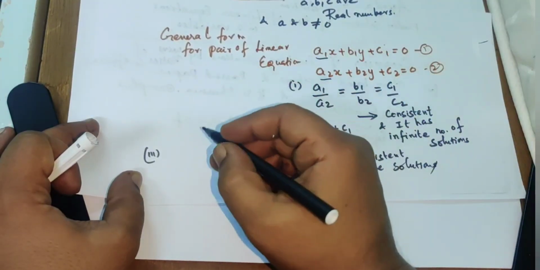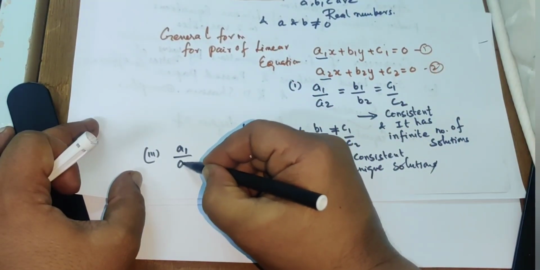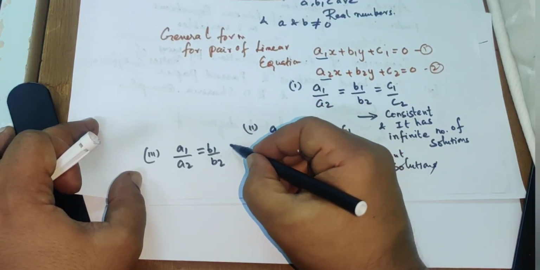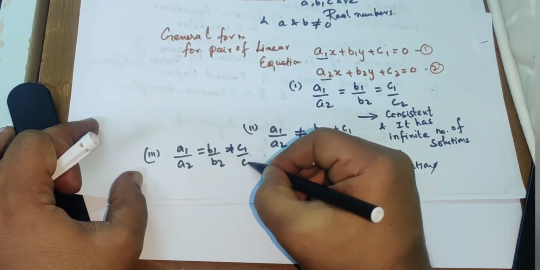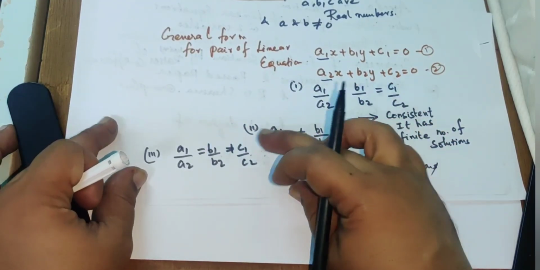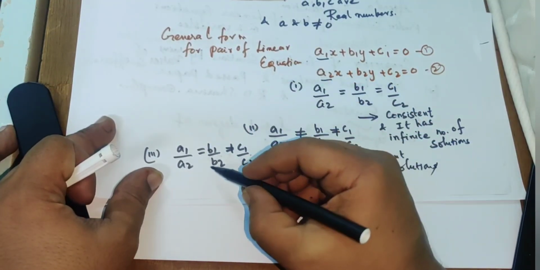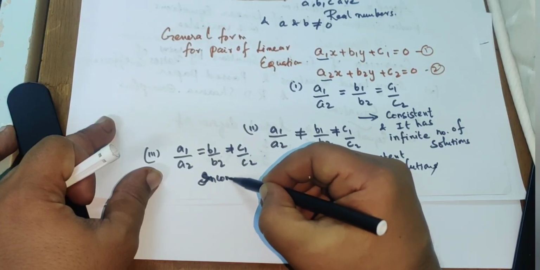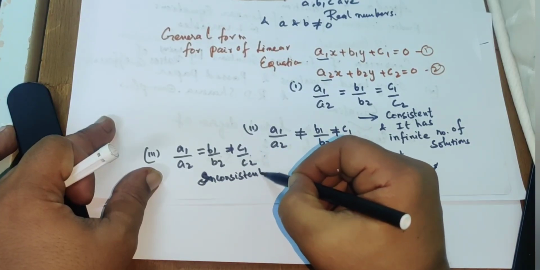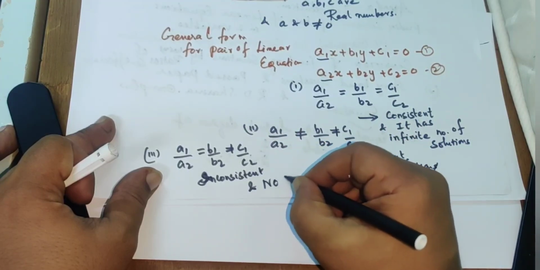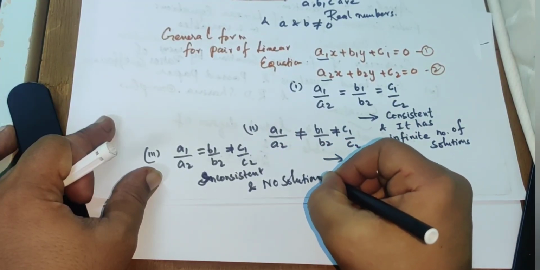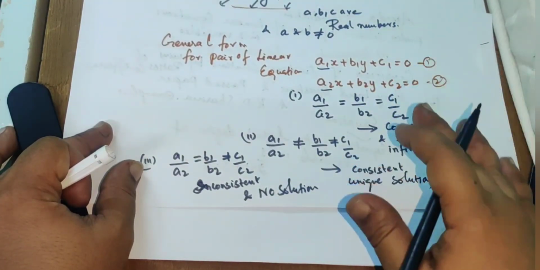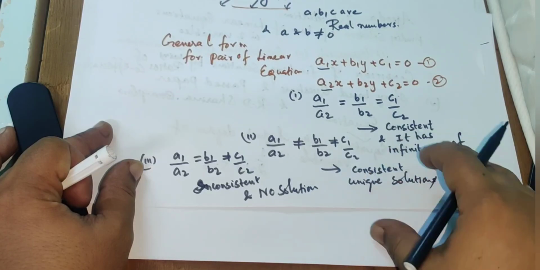But in the case where a1 by a2 is equal to b1 by b2, which is not equal to c1 by c2, the first two ratios are the same and the last ratio is not equal, then the system is inconsistent. It is inconsistent and has no solution. The system is inconsistent and has no solution. We are not able to find the solution for the given pair of linear equations in two variables.